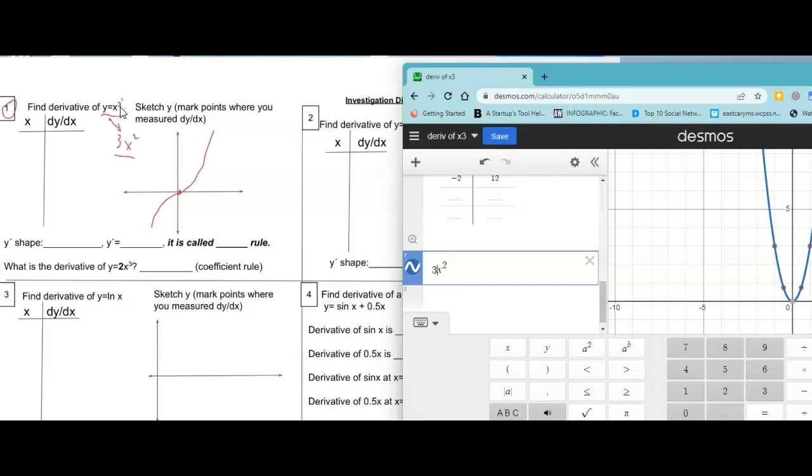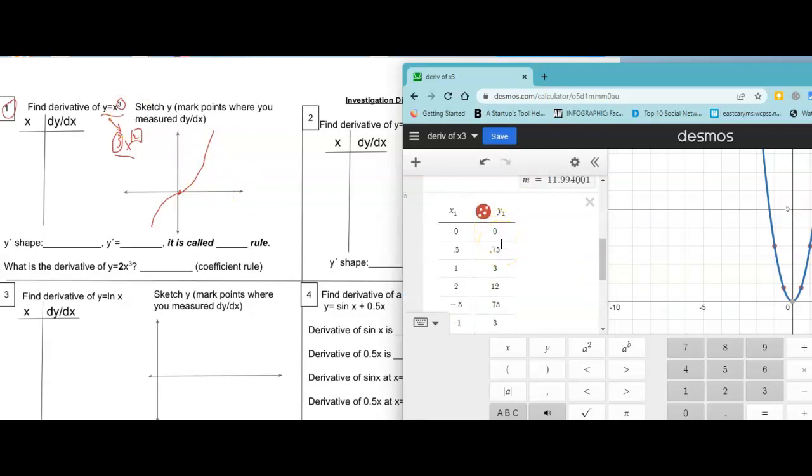Do you remember the power rule? You take the 3, you bring it down in front, and then you reduce the 3 by 1, and you get 2 in the exponent. Okay, that is the power rule. By the way, let's fill in some of these values. So for x, I used 0, 0.5, 1, and 2. For 0, the slope was 0. For 0.5, the slope was 0.75. For 1, the slope was 3. And for 2, the slope was 12, right? I'm not going to write them all down because it's repetitive.